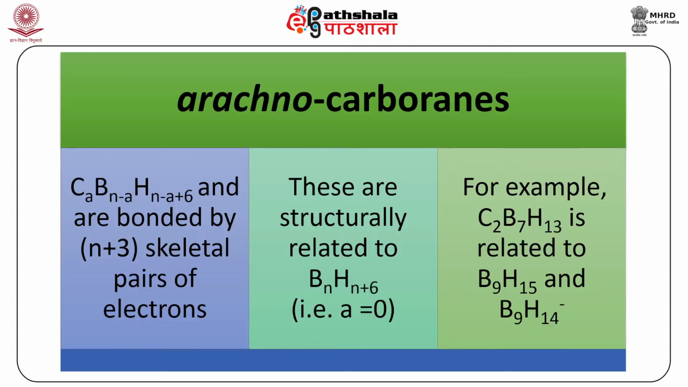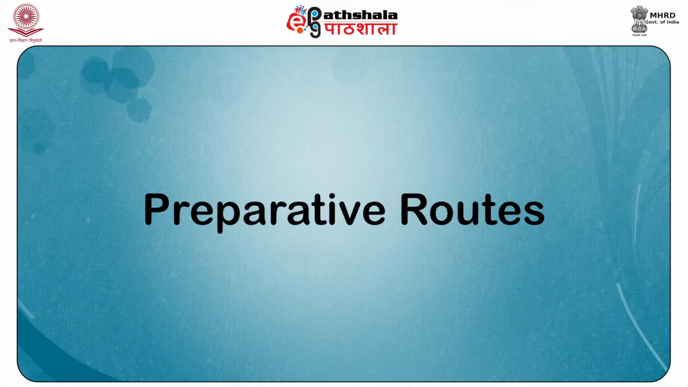The arachnocarboranes are presently less numerous than the other two classes. These are characterized by the general formula CaBn-aHn-a+6 and are bonded by n+3 skeletal pairs of electrons. These are structurally related to BnHn+6, that is a equals 0. For example, C2B7H13 is related to B9H15 and the B9H14- ion. Now, let us have a look at the preparative routes.